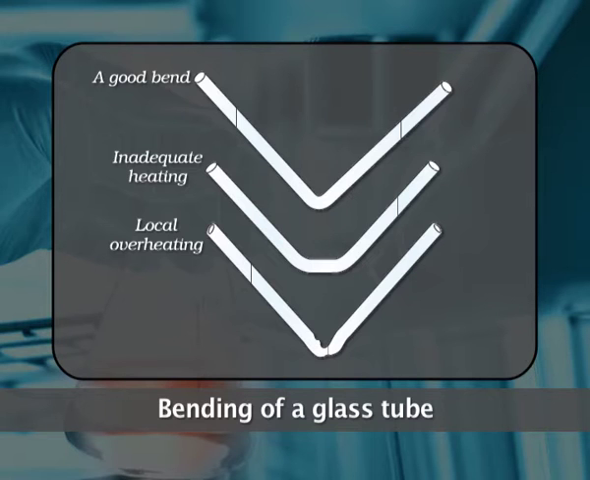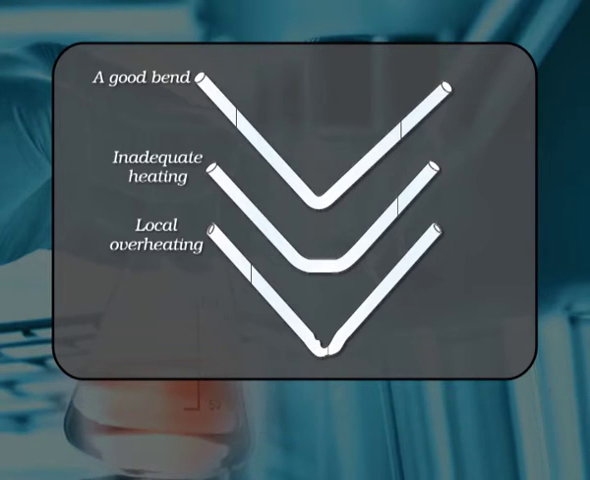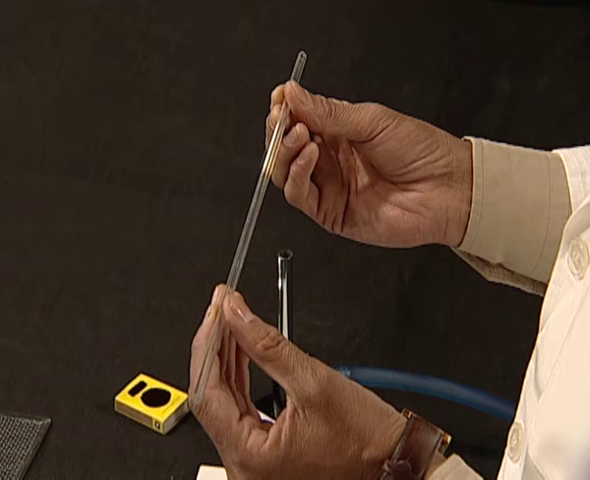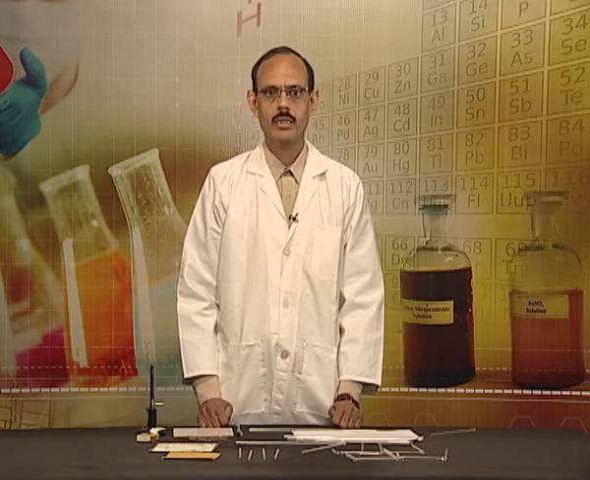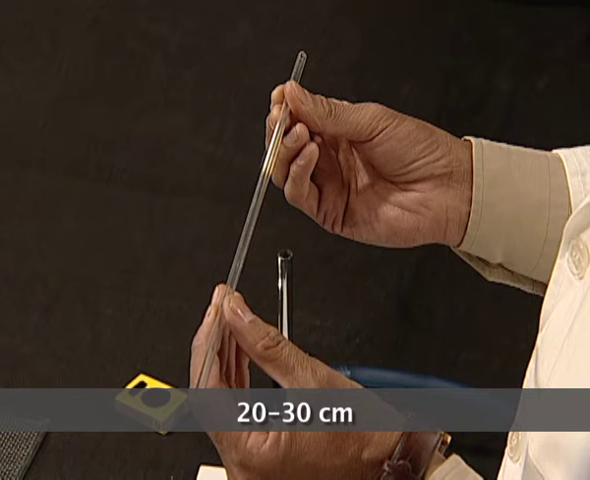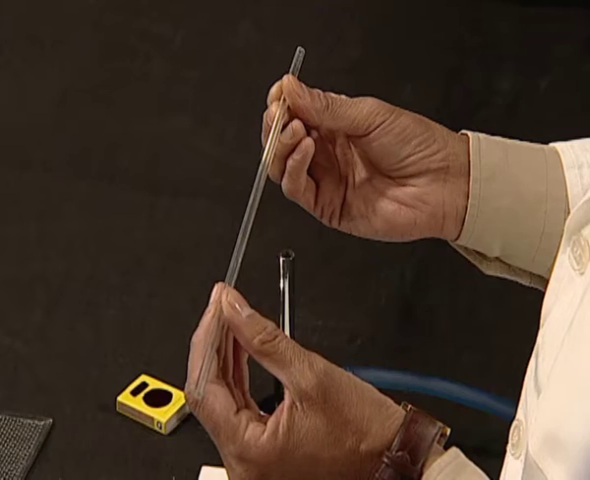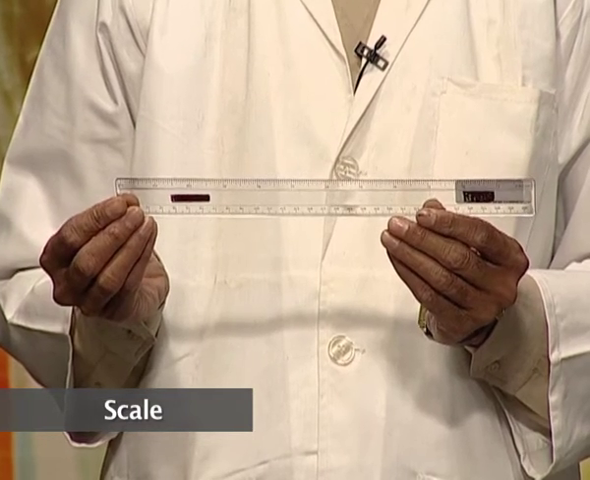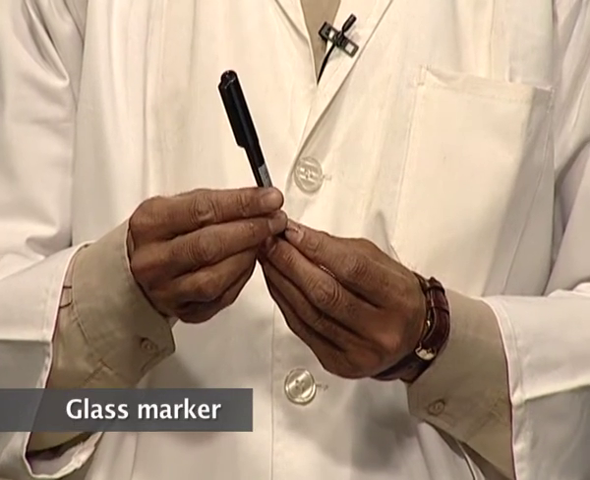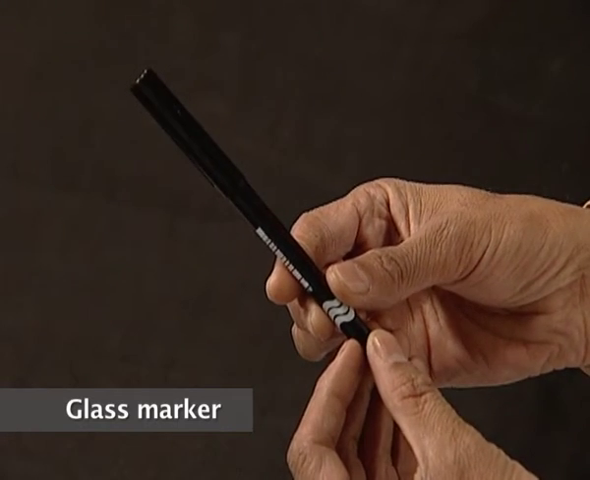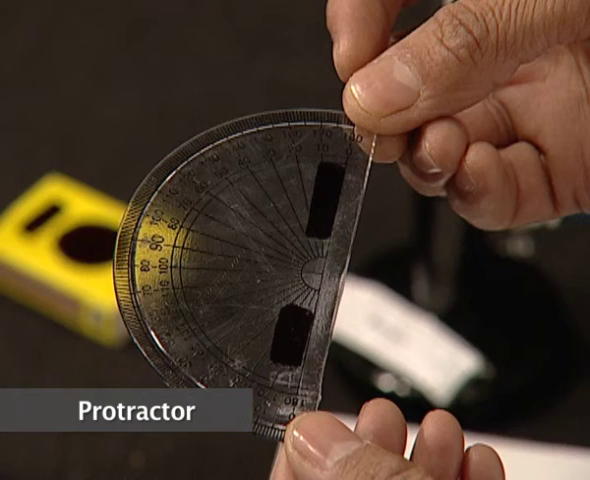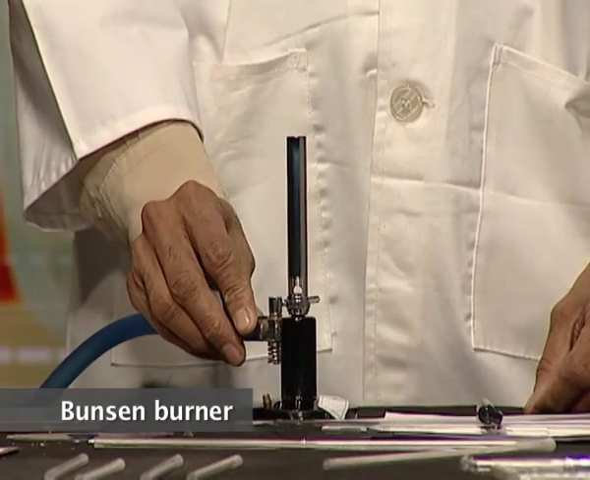We need a bent glass tube for assembling apparatus for different uses. Now, we shall learn how a glass tube is bent. For bending a glass tube, the material we require is a piece of glass tube which is 20 to 30 centimeter long. It should be longer than the length of the glass tube desired. A scale to measure the required length, a glass marker for making markings, a triangular file for cutting the glass tube, a glaze tile, a protector and a Bunsen burner.